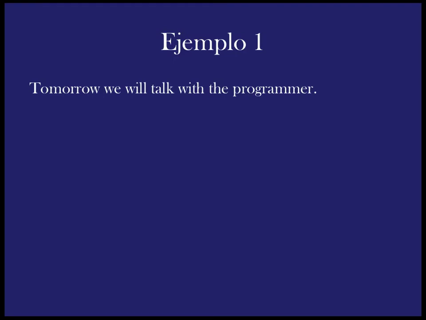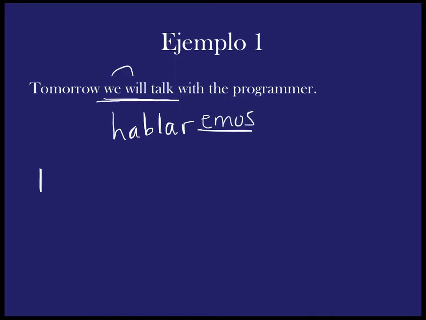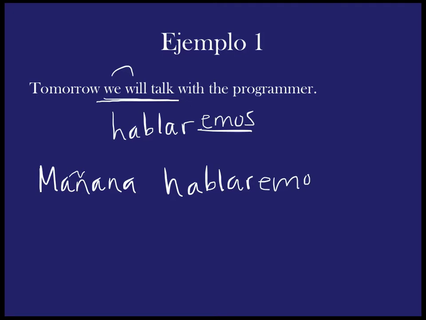So I want to say tomorrow we will talk with the programmer. We take the cluster over here that's going to give us the verb meaning. We will talk. First thing, talk is hablar. And to add the we will part, we will find the appropriate future tense ending to add to hablar. And we end up with hablaremos. And our whole sentence is mañana hablaremos. You can add nosotros if you wanted to. Hablaremos con el programador.